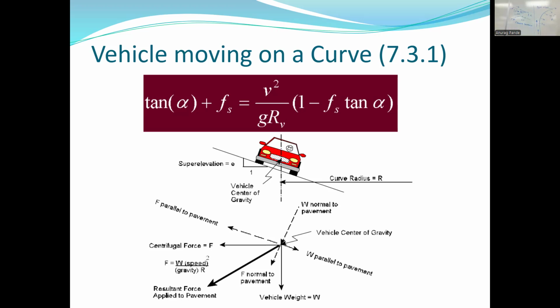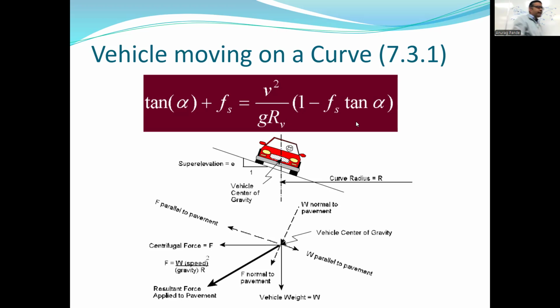We already mentioned the Fs value, which is the coefficient of side friction, and tangent alpha is the super elevation for the cross section of the road. I'm showing you the movement of a car on the inside lane. Then you can balance the forces, and this is the equation you're going to end up with: tan alpha plus Fs equals V squared over gRv times 1 minus Fs tangent alpha.